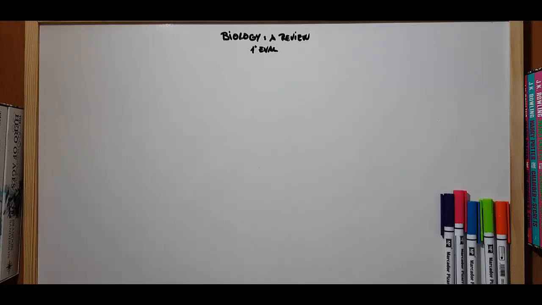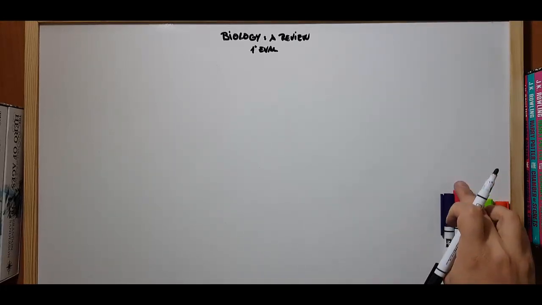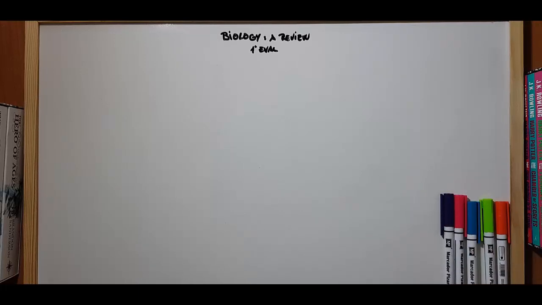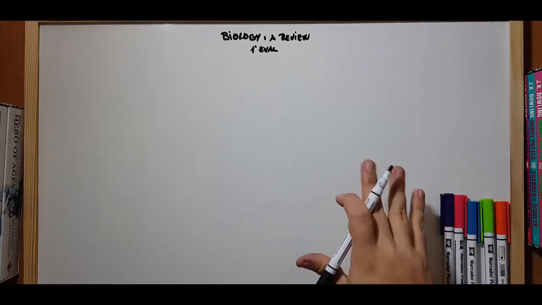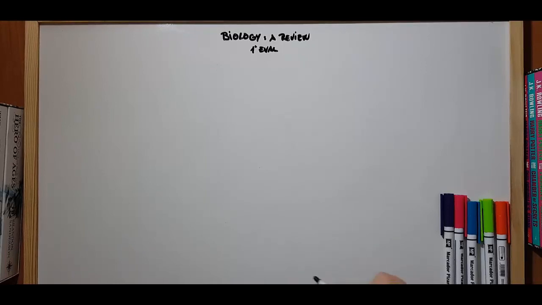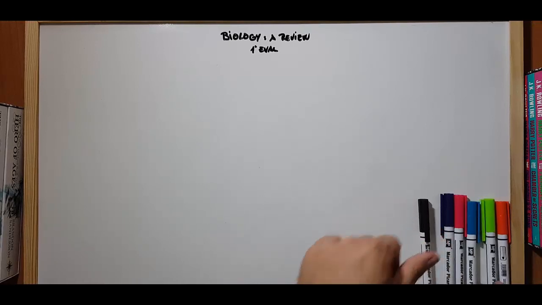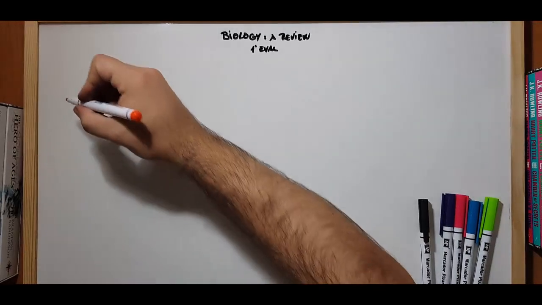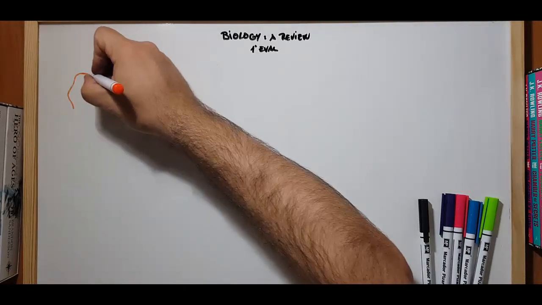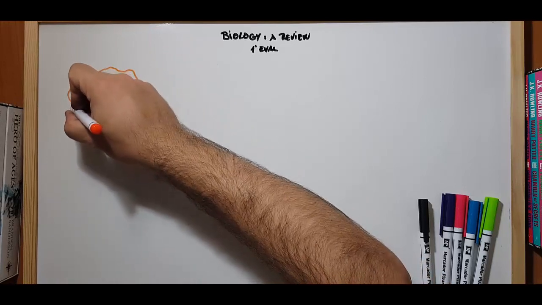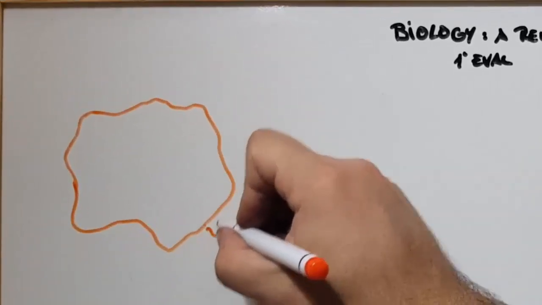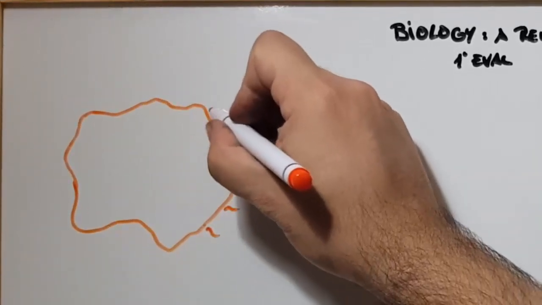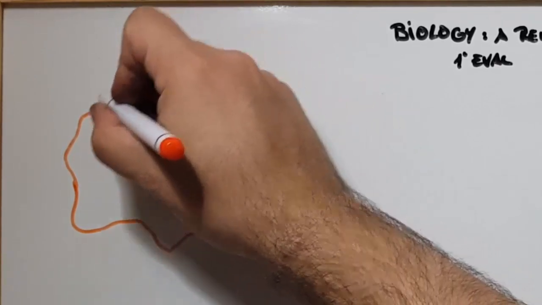Hello everyone, so we're back for a brief while and I will do a quick review of everything that we've seen in the first evaluation. First we started with the cell. If you remember, the cell had several compartments that are called organelles. We did one of the tasks where you had to draw a cell, quite like this, with at least 14 organelles.